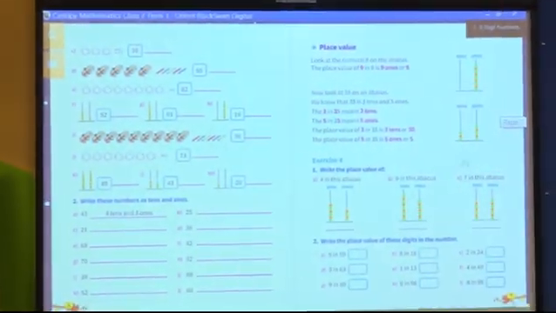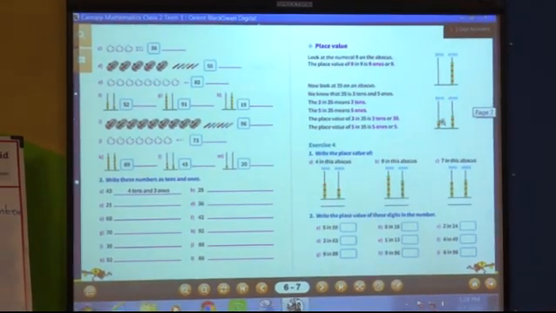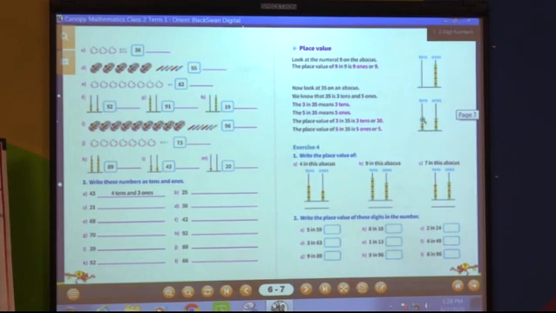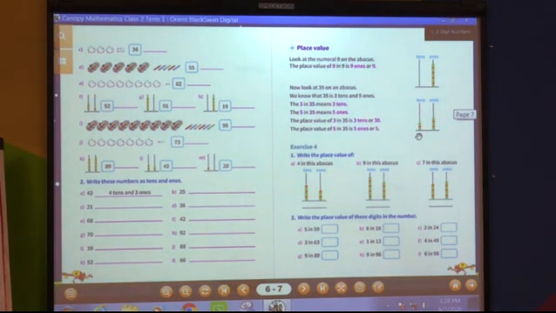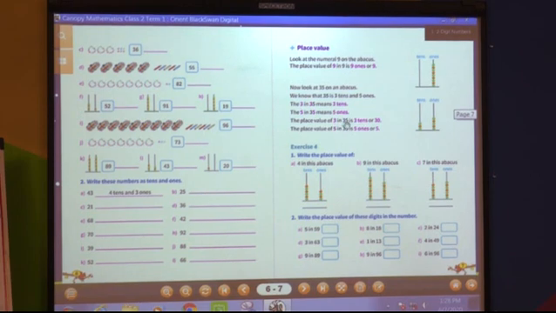In this abacus they have shown tens and ones. Then in tens, how much? How is 35 written? In the first place there are 3 tens and in the ones place there are 5 ones. So the place value of 3 in 35 is 3 tens or 30, and the place value of 5 in 35 is 5 ones or 5. In this way you can solve exercise 4.